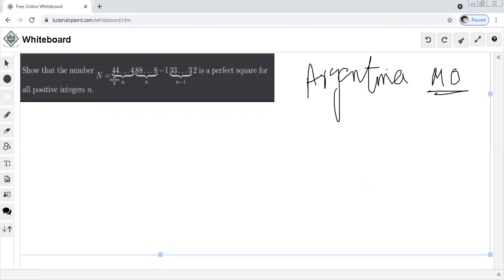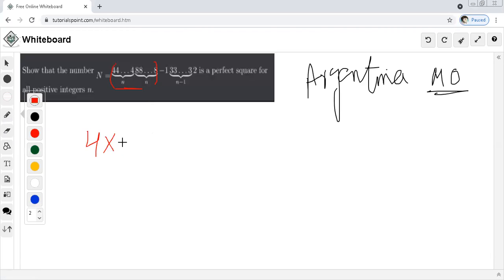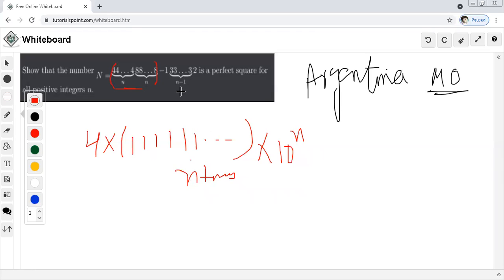So we can write this first number, 44...4 followed by n eights, simply as 4 into 111...1, this is n times, into 10 to the power n, because these n eights will cover up the place, plus 8 times the same 111...1, n times.